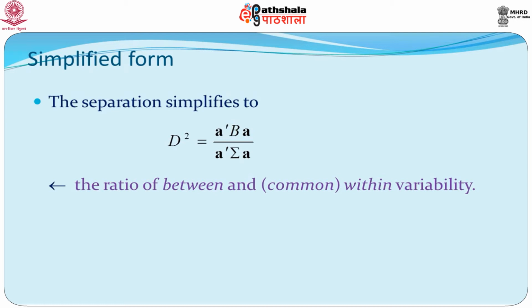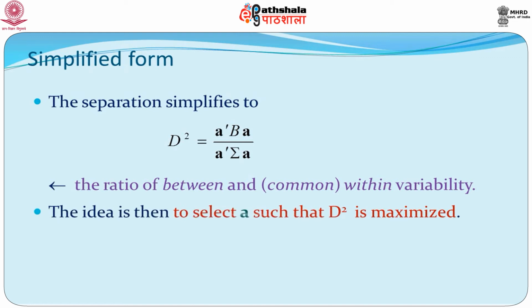So, the separation rule actually becomes a ratio of between and common within variability. The numerator is the between variability, and this is the common within variability of y's. So, the idea now is to select a such that this D square is maximized. The idea remains as before: we are to select a which should be maximizing the D square value.